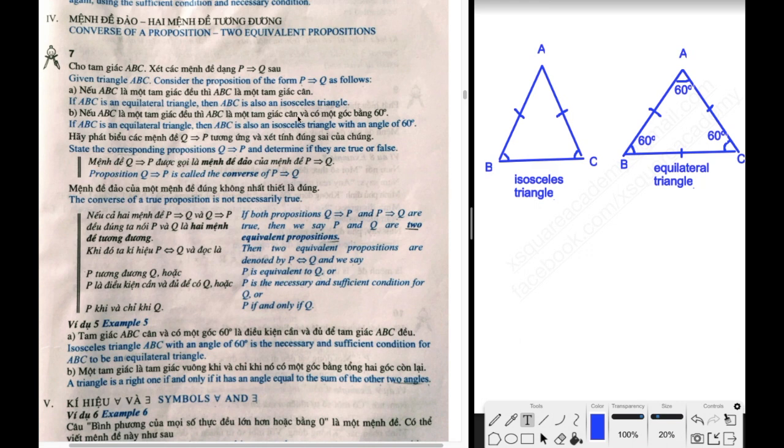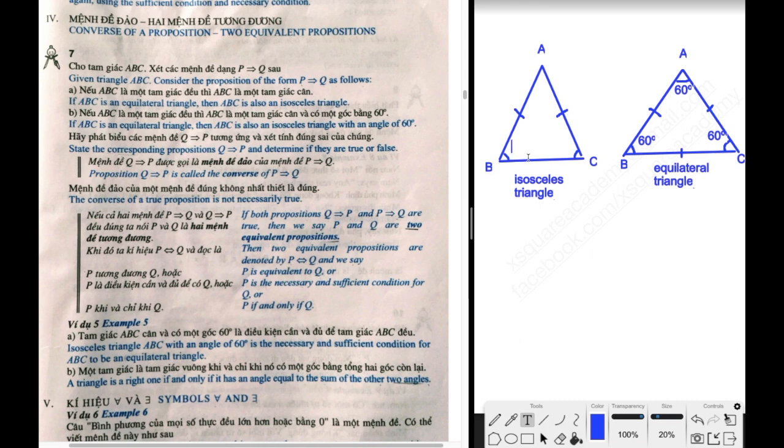But when we use the form Q implies P, if ABC is an isosceles triangle, then ABC is also an equilateral triangle. This is a false proposition because an isosceles triangle is not necessarily an equilateral triangle. In problem B, if ABC is an equilateral triangle, then ABC is also an isosceles triangle with an angle of 60 degrees.